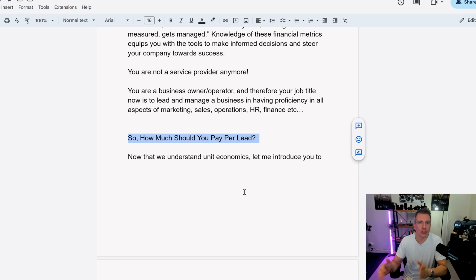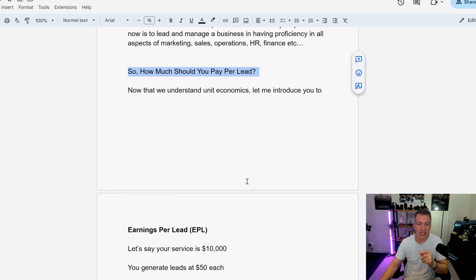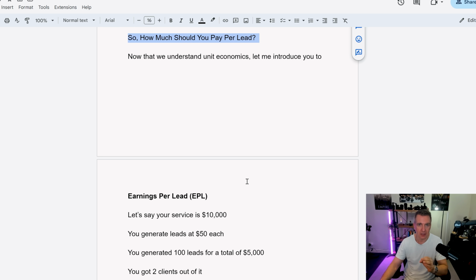Some people say it's cost per acquisition. And yeah, that's an important number. But the one that really is a standout for me is EPL. EPL is earnings per lead. If you know that number, then you know how much you can spend on lead generation. You don't have to worry about anything else.